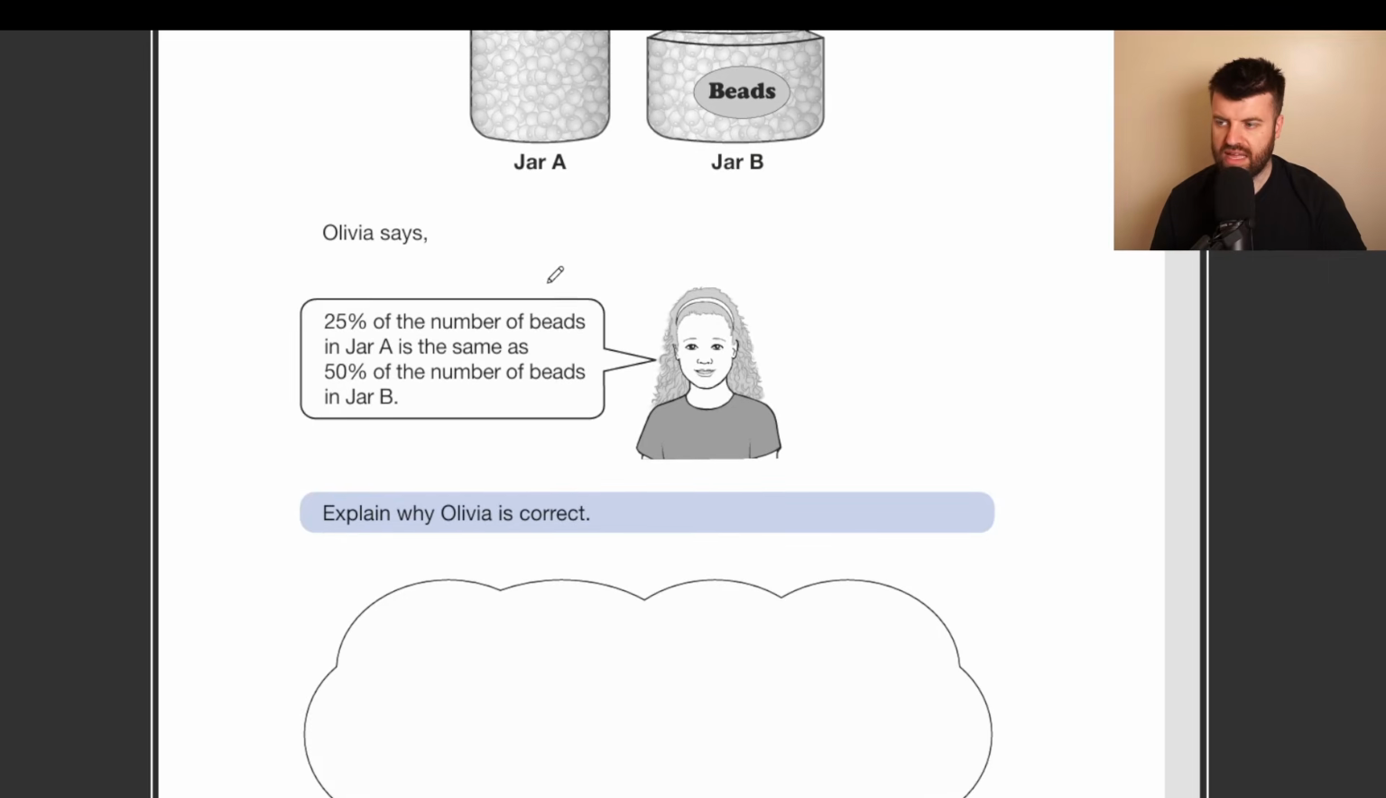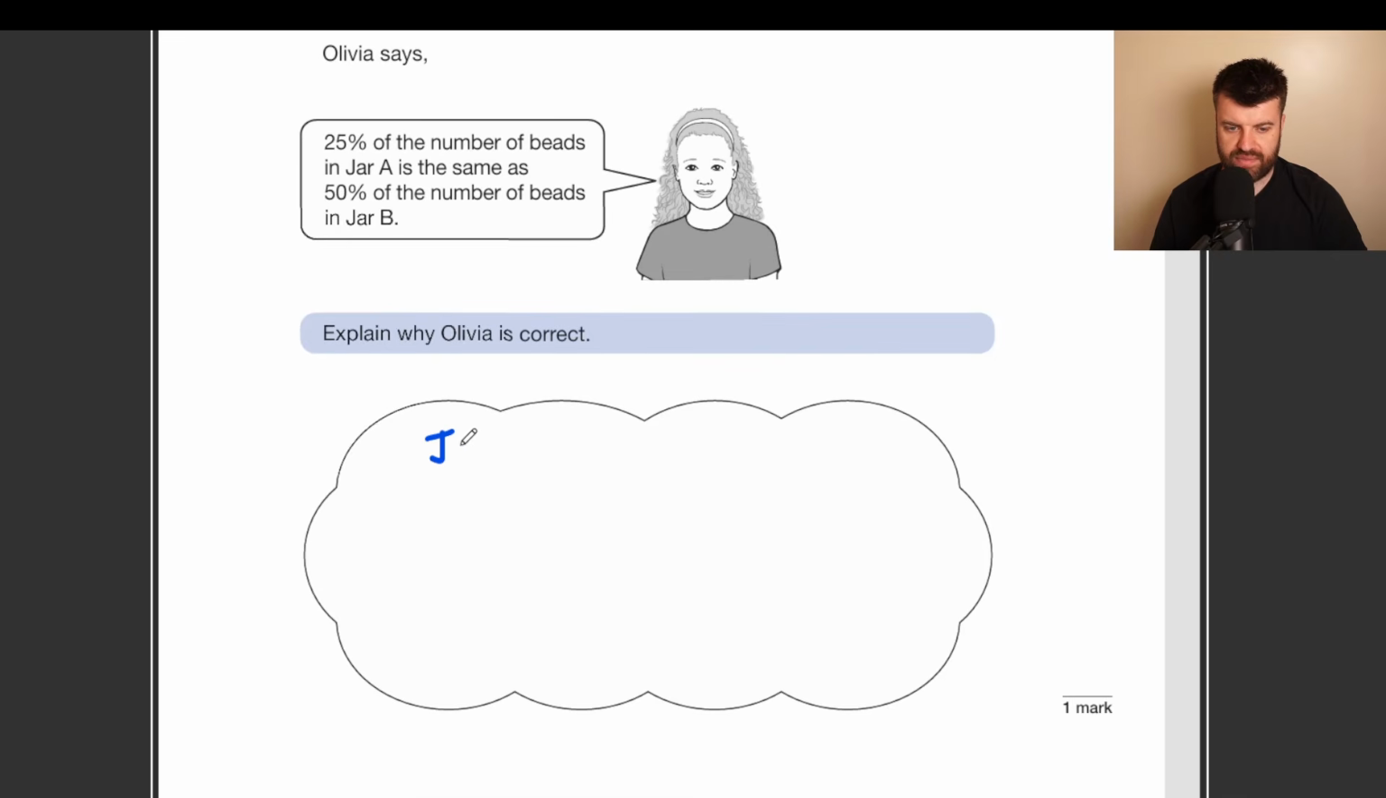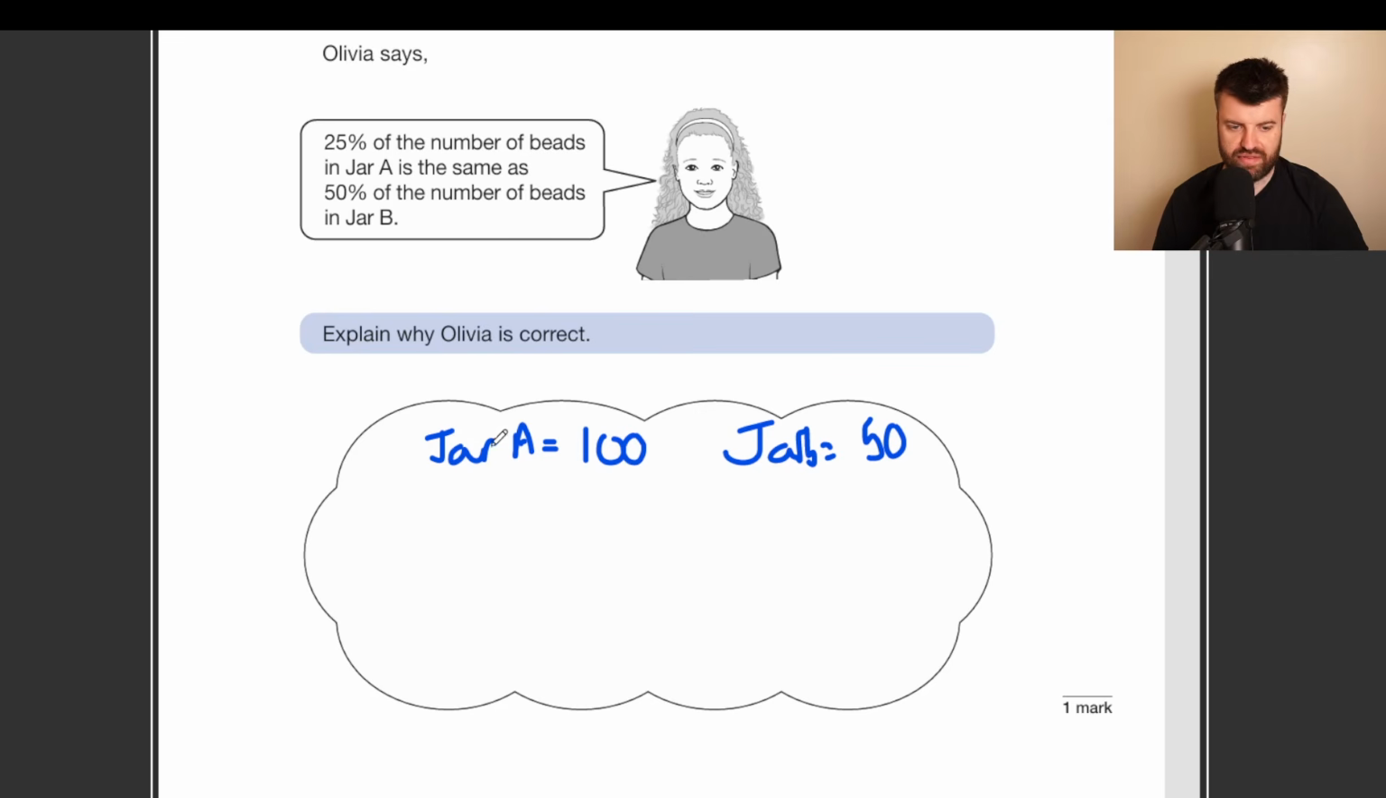Now, one thing you could do here is you could assign amounts of beads to prove it. Okay, so for example, jar A, because we're using percentages, let's say jar A, if it had 100, okay, and that means jar B would have 50 because it's half. We got told that here. A is double jar B, so that means jar B is half of jar A. 25% of beads in A, so 25% of that is 25, is the same as 50% of jar B, which is half. What's half of 50? Half of 50 is 25. So we could prove it with hypothetical numbers.